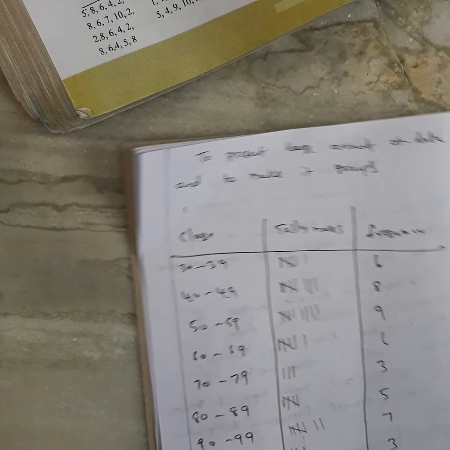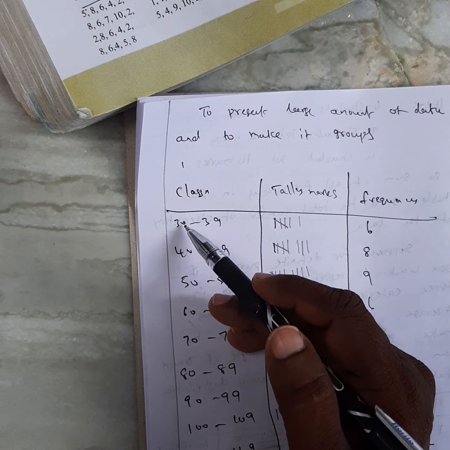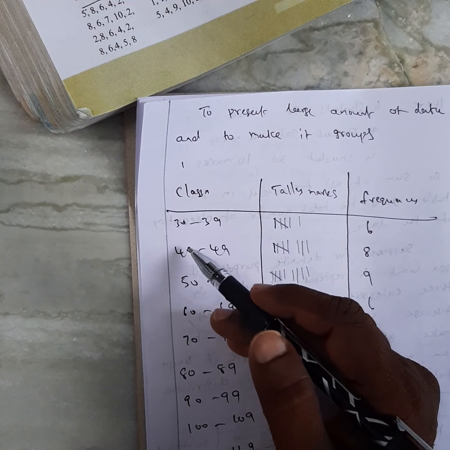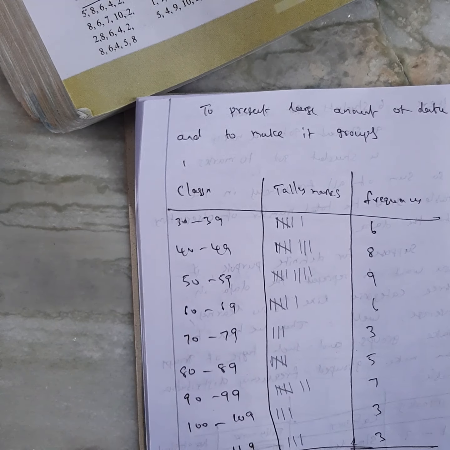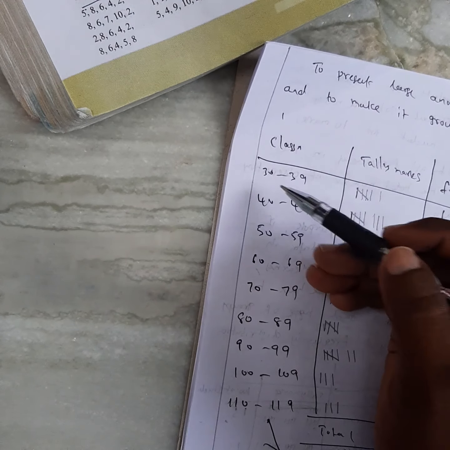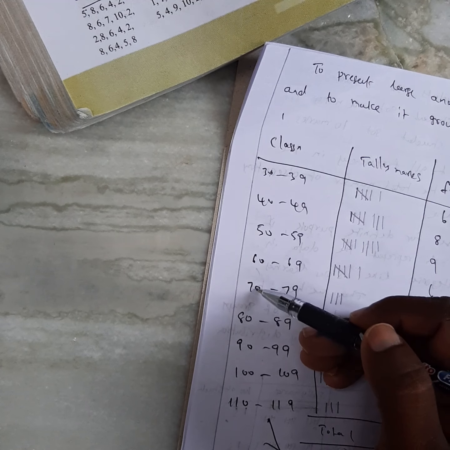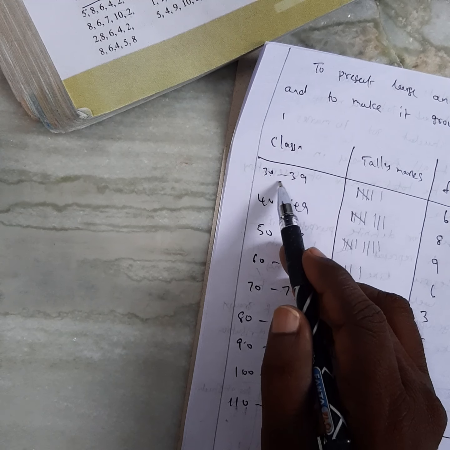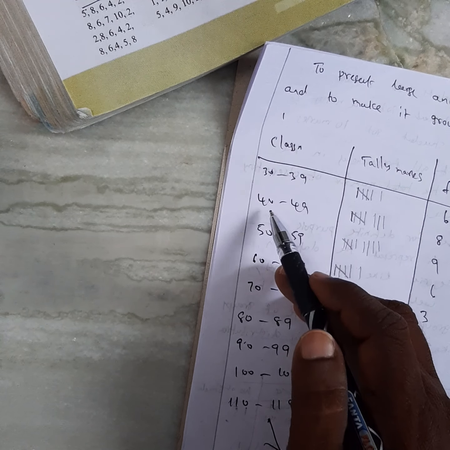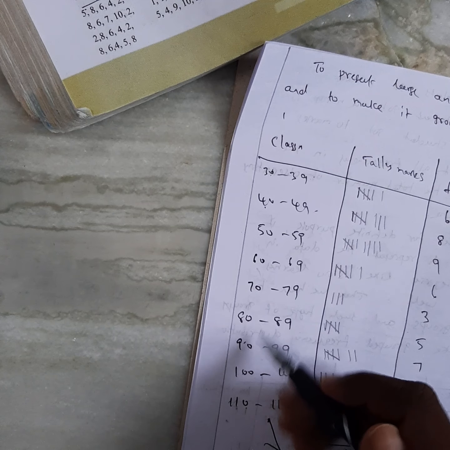After that you start with the smallest value. First you write 30, taking class size 10. You will get 9 classes: 30, 40, 50, 60, 70, 80, 90, 100, 110. Here you write 30 to 39, because you are writing exclusive classes. Next 40 to 49, 50 to 59, 60 to 69, 70 to 79, like that.